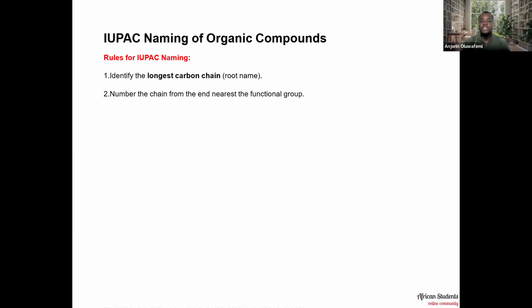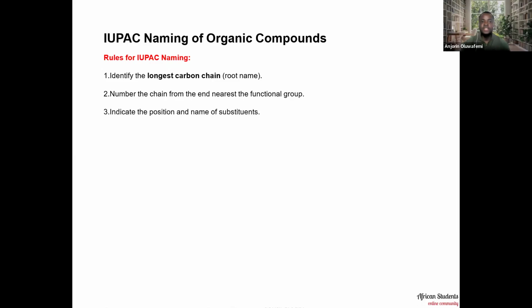Secondly, we number the chain from the end that is nearest to the functional group. So the end that contains the functional group, either the OH functional group, the double bond functional group, the triple bond functional group, or whatever functional group that we have, is the end that you will start naming from, or put your carbon one at.